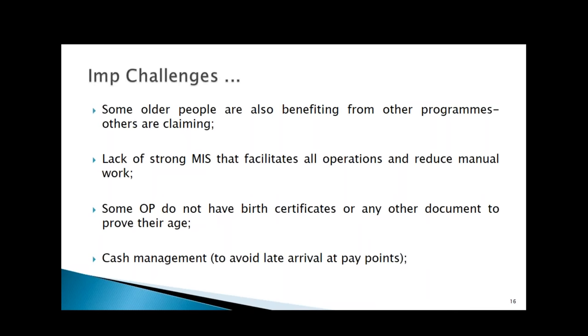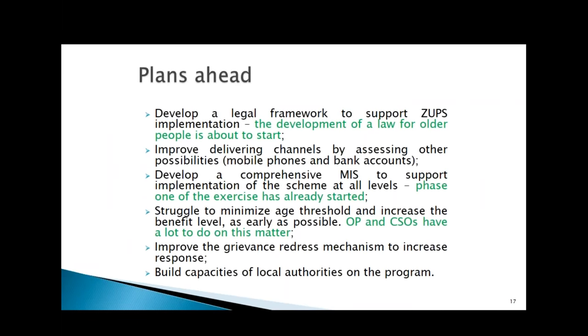All right, what about the plan? So we have quite a few plans. First is to develop a legal framework to support the Zanzibar Universal Pension Scheme. Next slide, please. So we need to have that legal framework so that some of these complaints and appeals may be solved legally. But again, improve delivery channels by assessing other possibilities so that we can also reduce some of the complaints. And develop a comprehensive MIS, like I said, a very comprehensive one, and the phase has already started. Then also work to minimize the age threshold and increase the benefit level. Improve the grievance and redress mechanism as a whole by, for example, addressing the existing gaps, like those Shahias with no older people's forums, and build capacities at local level.